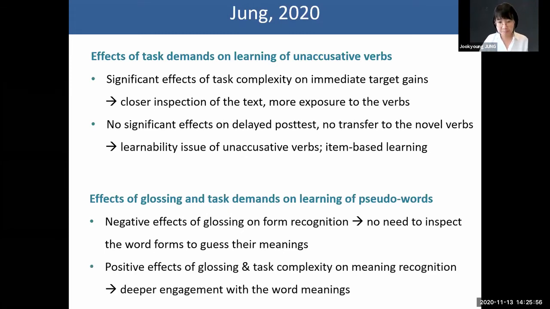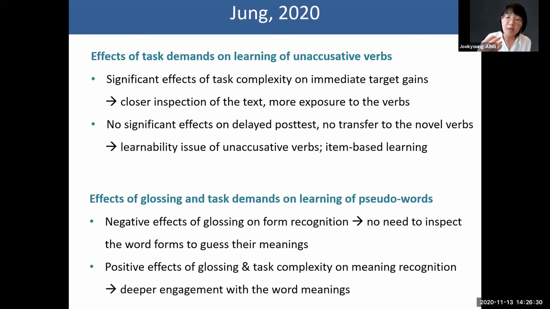And there was a positive impact of glossing and a negative impact of task complexity on meaning recognition scores. The positive impact of glossing on meaning recognition scores is quite in line with previous studies' findings. So again, glossing has a positive impact on lexical learning, especially learning the meaning of words. Because when we say we know a word, it means that we establish a connection between form and meaning. And indeed, glossing seems to promote this form-meaning connection.